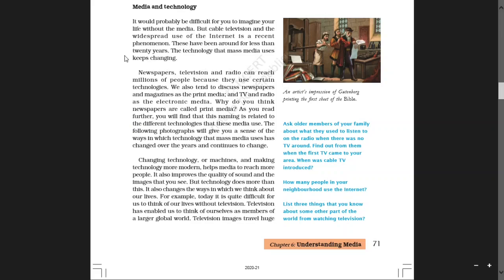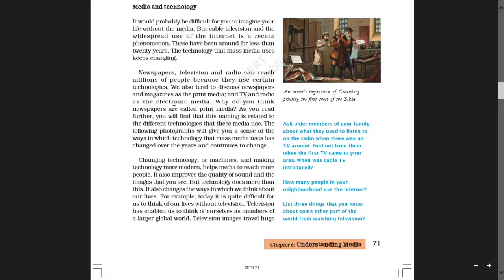Newspapers, television, and radio can reach millions of people because they use certain technologies, different scientific knowledge.